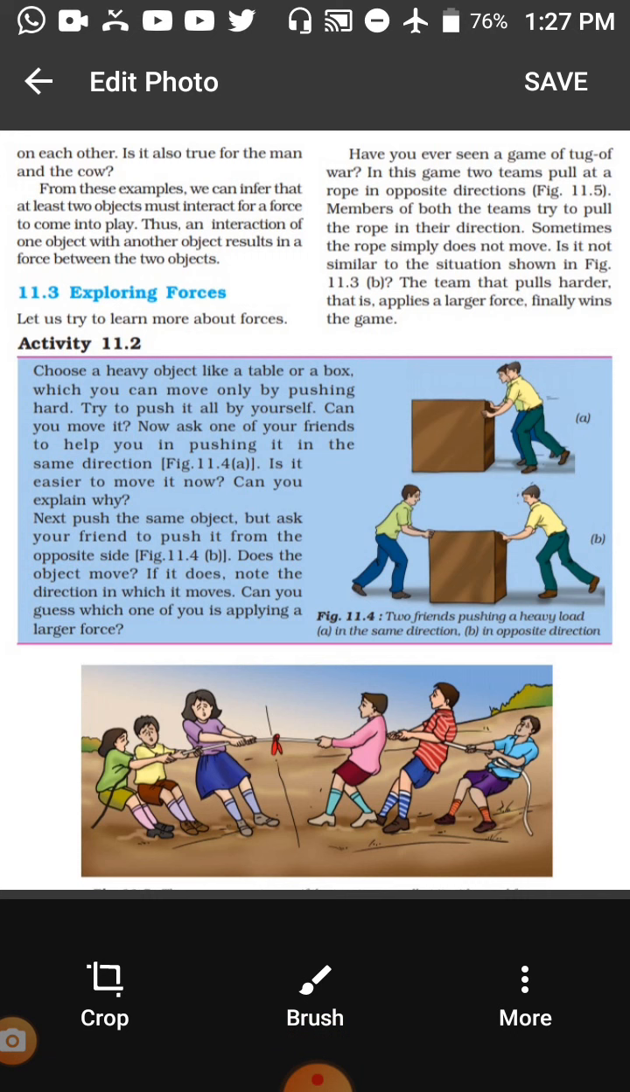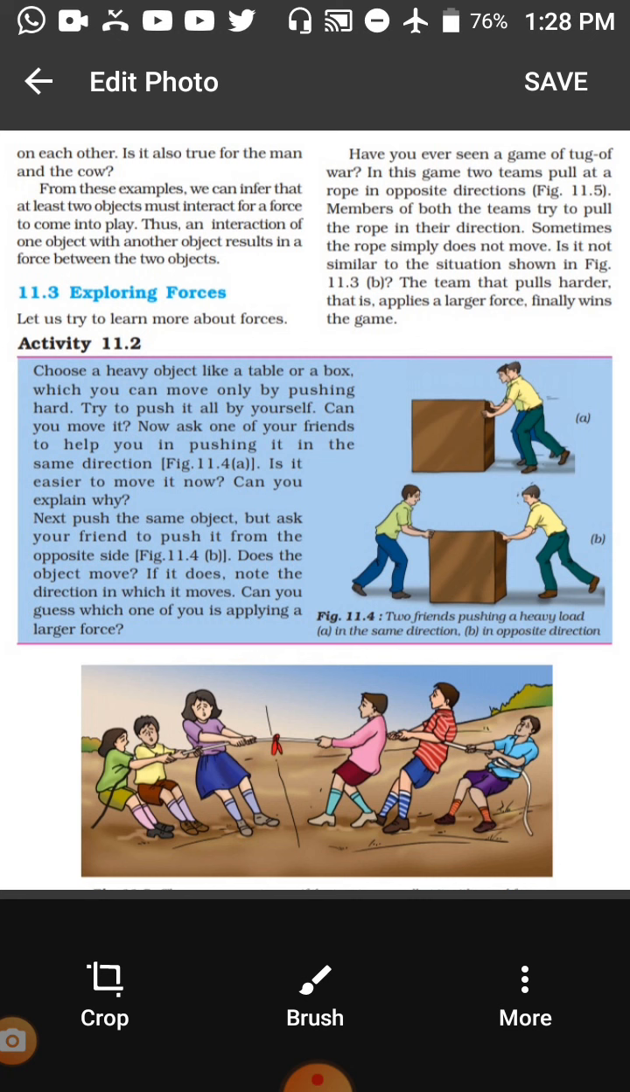The team on the right side applies force, the team on the left side applies force. Suppose the right side team applies more force, the rope will move to the right, so the team on the right side will be declared winner. If the left side applies more force, the rope will move to the left and the left side team is declared winner. What happens if both the teams apply the same amount of force? What will happen? The rope will not move.